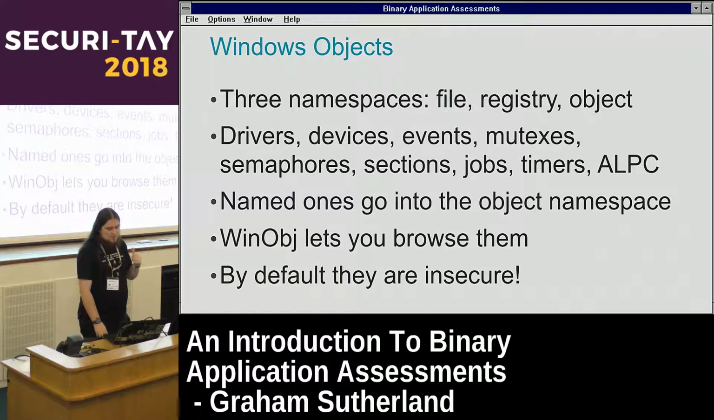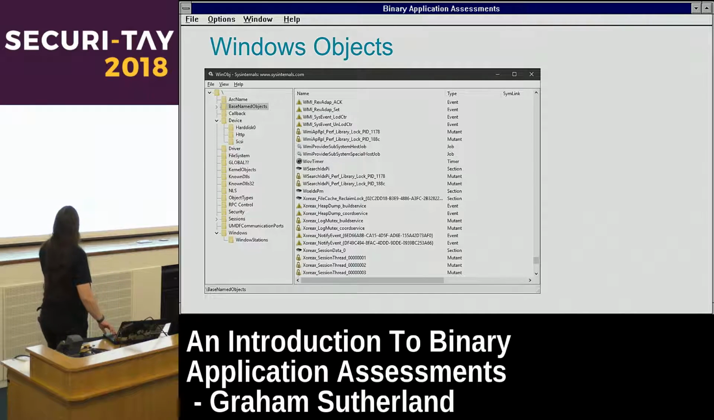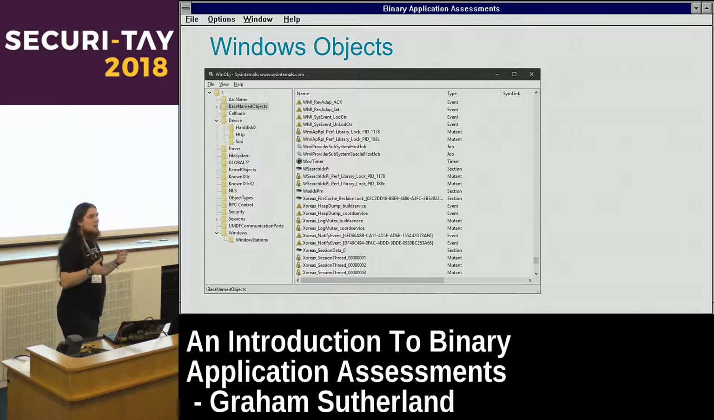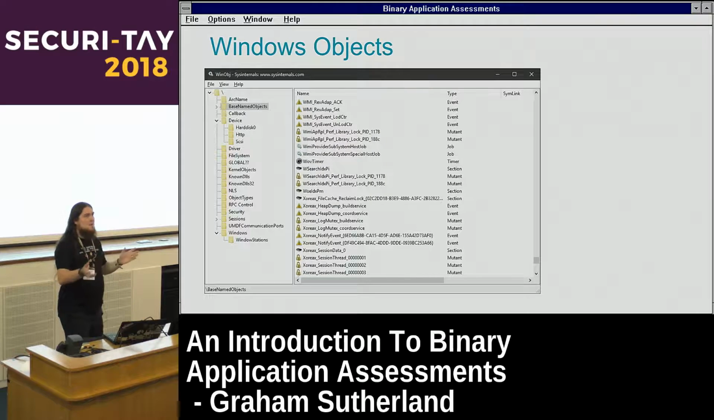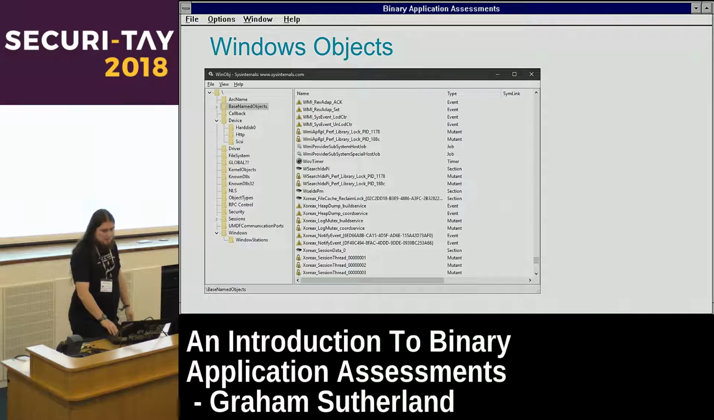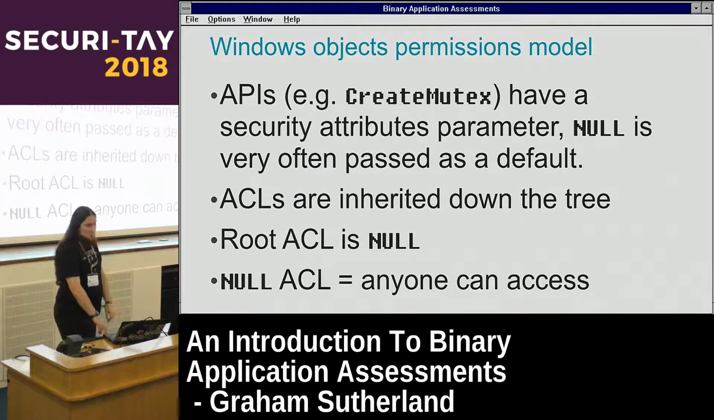There's a tool called WinObj, which is from Sysinternals, that lets you browse them. And by default, they're insecure if you create them. So this is what WinObj looks like. And this is what the object namespace looks like. And then you've got all these objects. So you've got events, mutexes, jobs, timers, sections. Sections are like memory-mapped files, or shared memory, if you're familiar with those terms in Linux. The permissions model is quite funny.